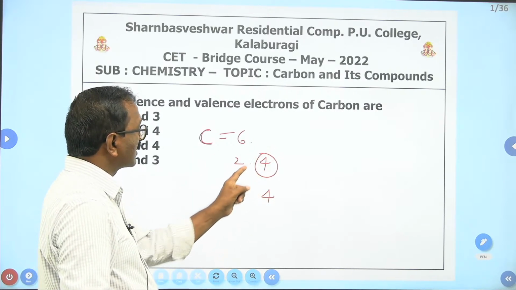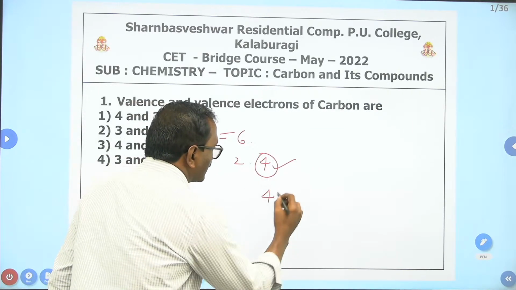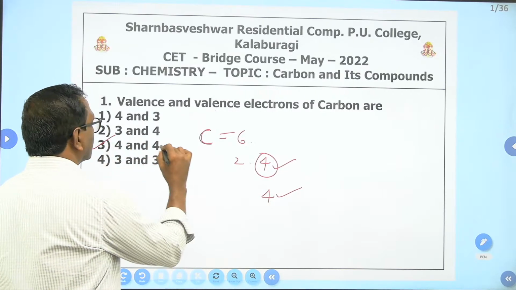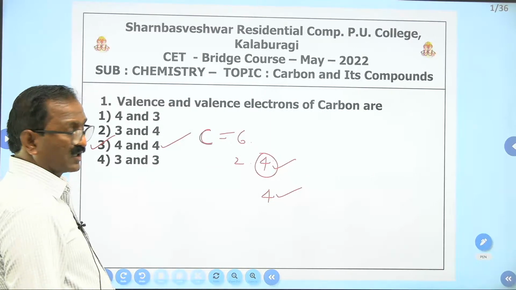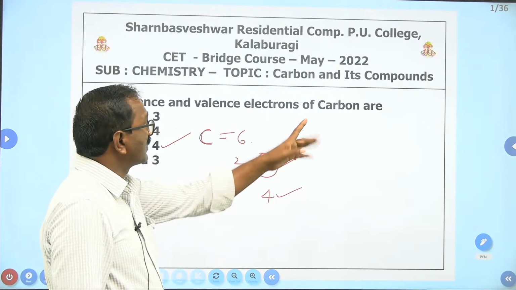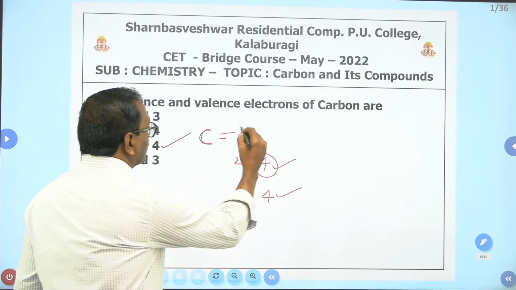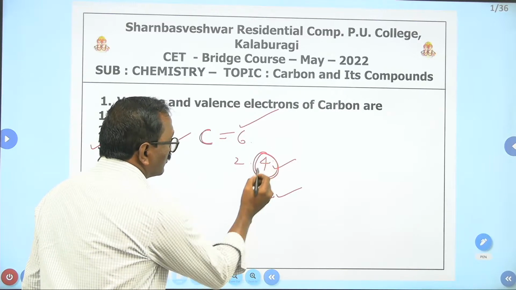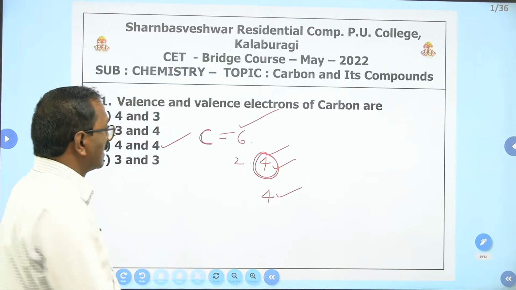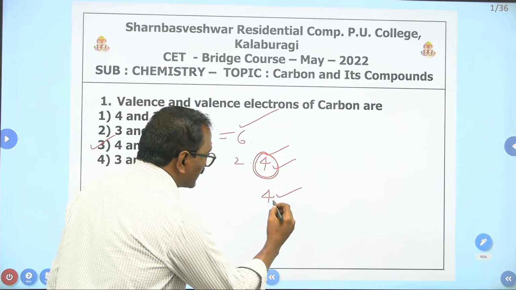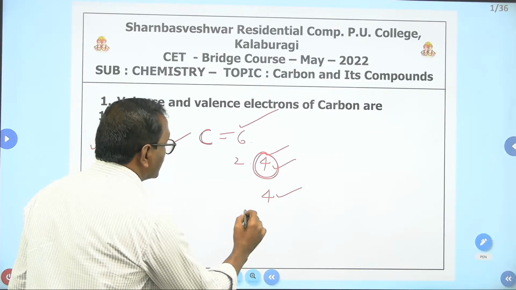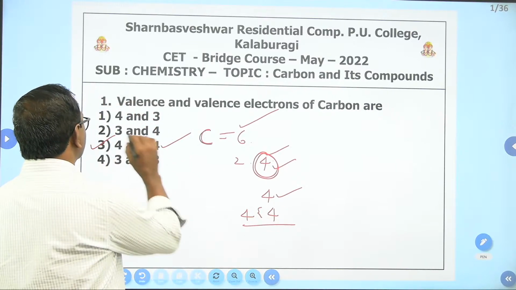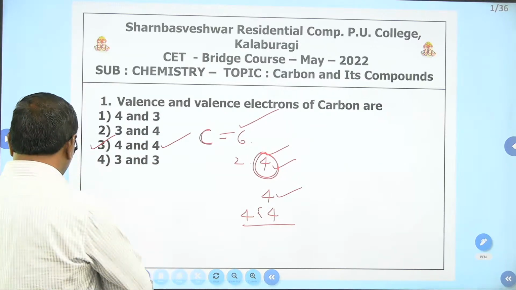Carbon has 4 electrons in the outermost shell, hence valency and valence electrons are the same in the case of carbon. Therefore, the third option is the right answer here. I repeat, carbon atomic number is 6, and this is the electronic configuration of carbon, 2 and 4. Now here 4 is the valence electron and all the 4 valence electrons are ready to donate, hence its valency is also 4. Therefore, valency and valence electrons are the same in the case of carbon. Based on this, the right option is the third one. Right? The next one.